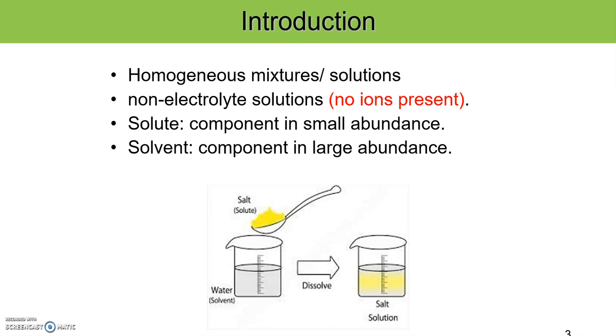For example, in this diagram, we have salt as our solute and water as our solvent. We mix them together, so we will have a salt solution. Here, we know that salt has its own physical and chemical properties, and the same goes for water. Water is a type of solvent. It has its own physical properties.